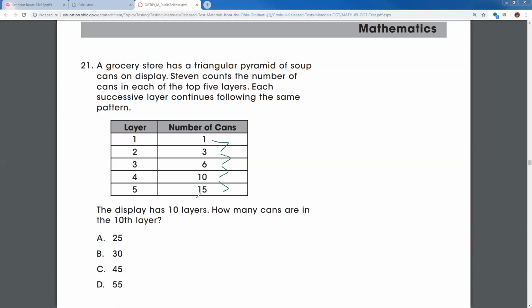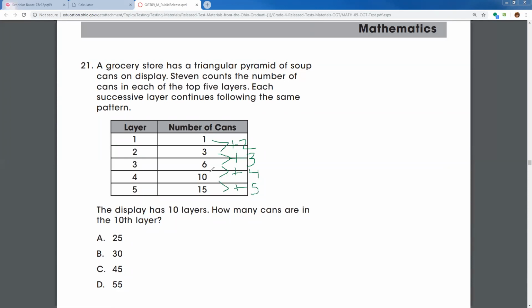So when we go from 1 to 3, if it's addition, I almost always start by checking addition. So if it's addition, we add 2. From 3 to 6, we add 3. From 6 to 10, we add 4. And from 10 to 15, we add 5. Now, it's not consistent, but it's consistent in that each number is going up by 1. First, we added 2, then 3, then 4, then 5. Next, we're going to add 6, and after that, 7, and after that, 8. So we had to find a pattern for that pattern.